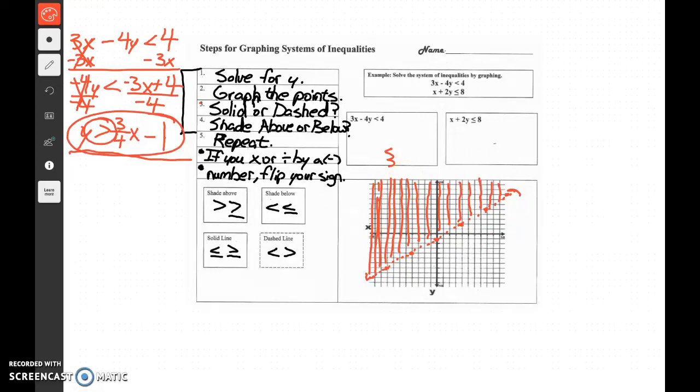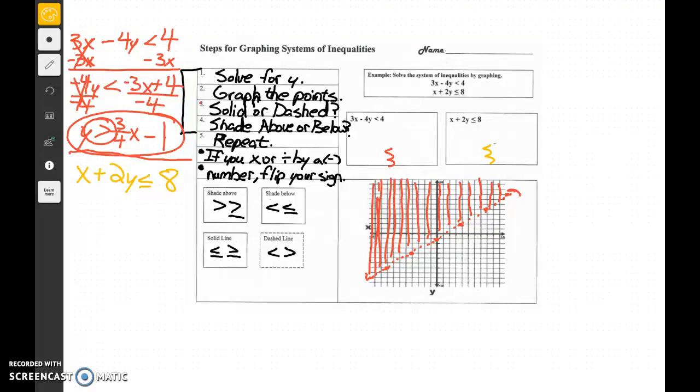All right, so the second line, we'll do it in a different color. If you have a different color, you can do this as well. I'm going to do this one on the right-hand side: x plus 2y is less than or equal to 8. Go ahead and take a second, pause the video, and see if you can solve this problem now.